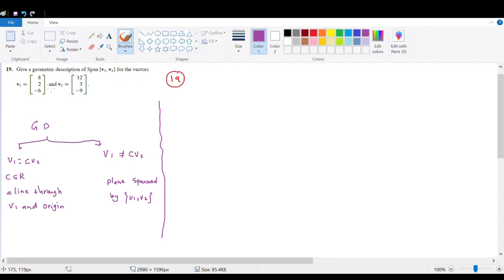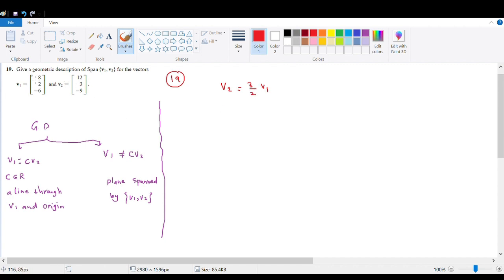So now we have v1 is equal to 2, 2, minus 6, v2 is equal to 12, 3, minus 9. Can we write the vector v1 as c v2? So from here it is clear that v2 is equal to 3 over 2 v1.